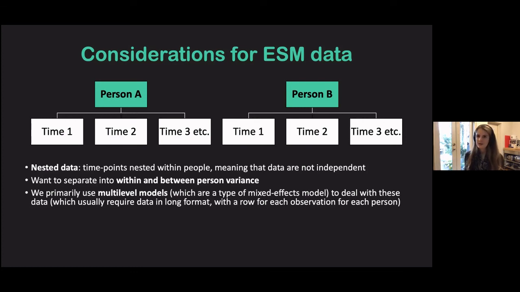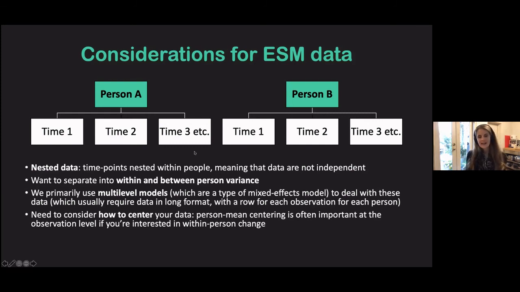Now, to run these models, most programs will require your data to be in a long format instead of a wide format. A long format means you will have 1 row per observation per person. So for each person in your data set, if there's 70 data points, you'll end up with 70 rows. So they're quite long data sets. And that does usually require you to do a little bit of data restructuring depending on the program that you're using.